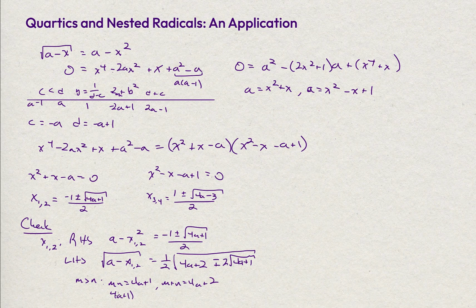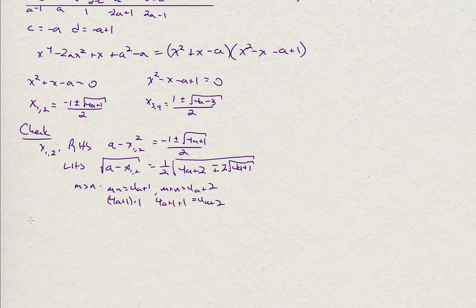4a plus 1 times 1 is 4a plus 1, and 4a plus 1 plus 1 is 4a plus 2. So we could just use 4a plus 1 and 1. 4a plus 1 is bigger than 1, so we're good to go there. So the left-hand side, denested, will be equal to 1/2 times the square root of 4a plus 1 minus or plus 1. In other words, minus or plus 1 plus the square root of 4a plus 1 all over 2.